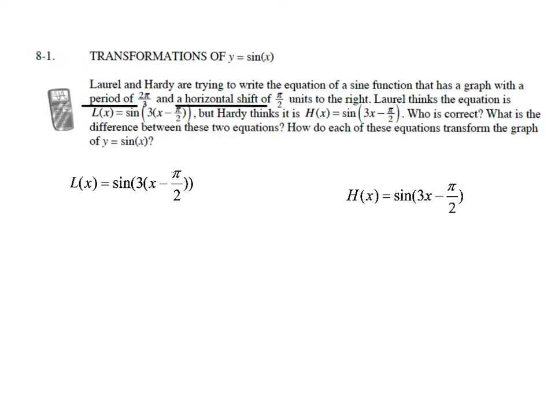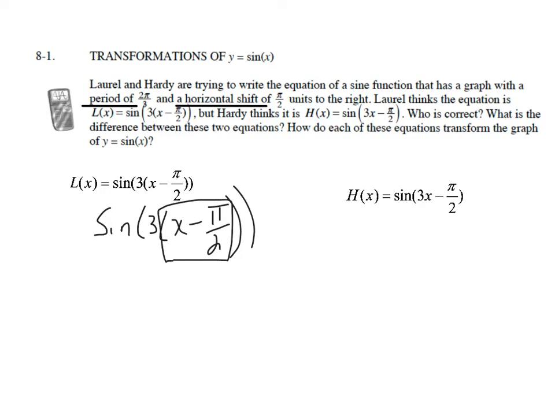Now we're going to try to examine that over the next couple slides, but let's start talking about what's taking place right here. We have the sine of 3 times x minus pi over 2. Now this minus pi over 2 on the inside is going to end up shifting our graph pi over 2 units to the right. Then this 3 is the b value. The b value is 3. So that means the period is going to now be 2 pi over 3.